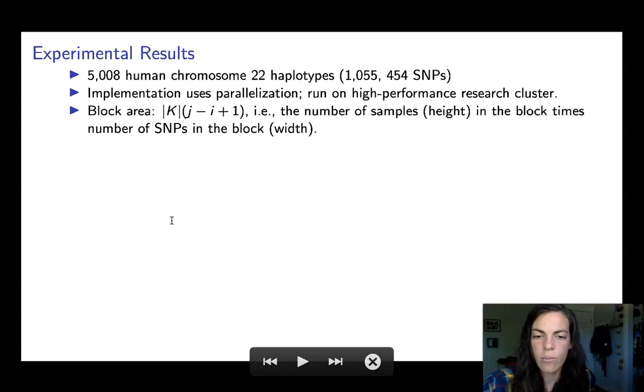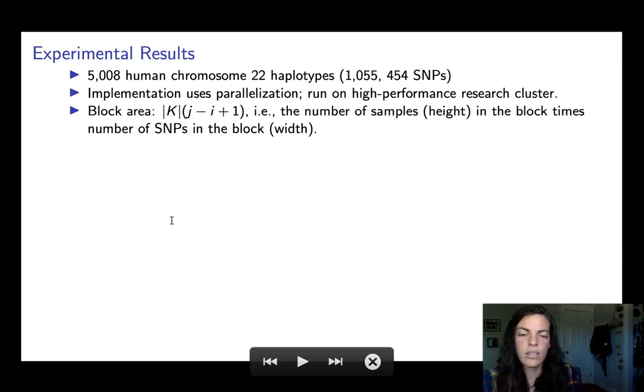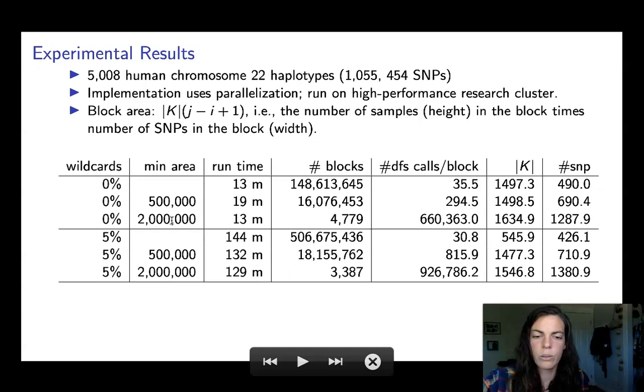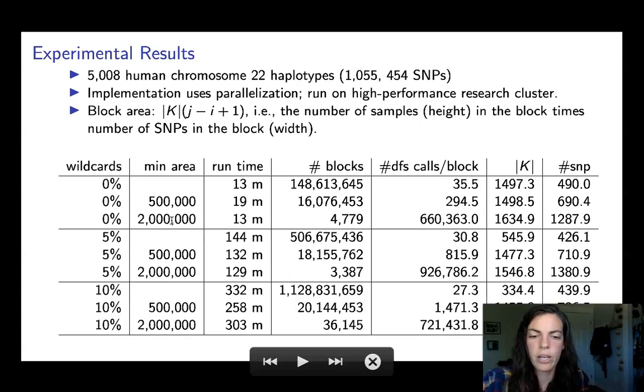We tested our algorithm to find all blocks using a human chromosome 22 dataset, with SNP calls for 5,008 individuals. The data comes from the 1000 Genomes project and was also used in the Elenco and Cunha work. Our dataset did not include missing values, so we randomly assigned some SNP calls to be wildcards. As a baseline, we ran the experiment with no wildcards, 0%. In another, we set 5% of all data values to be wildcards, and in the final experiment, we set 10%.